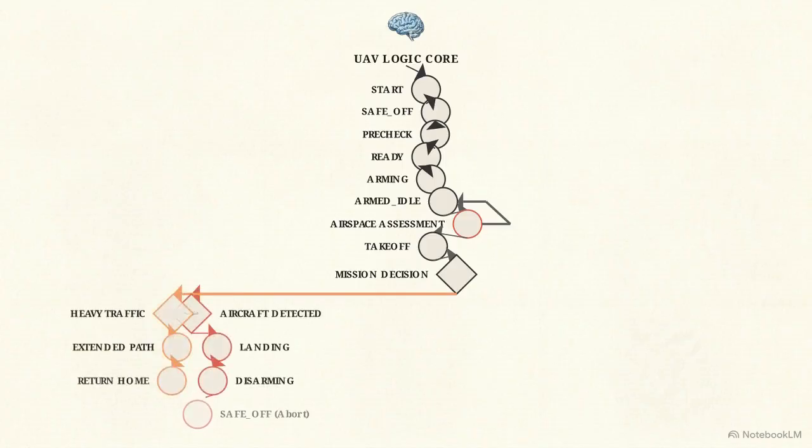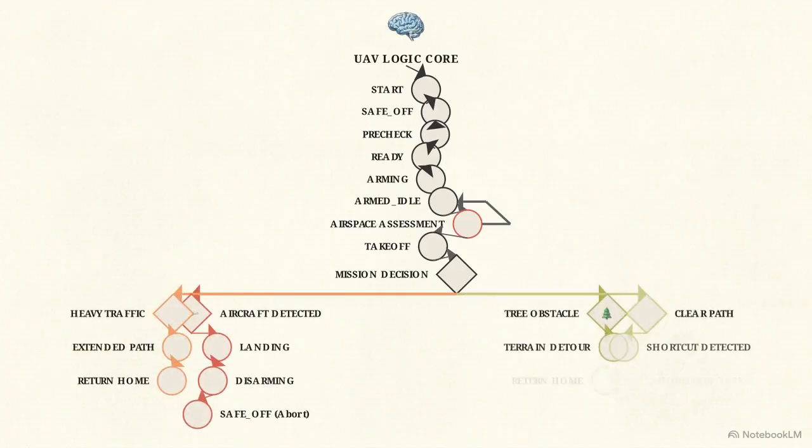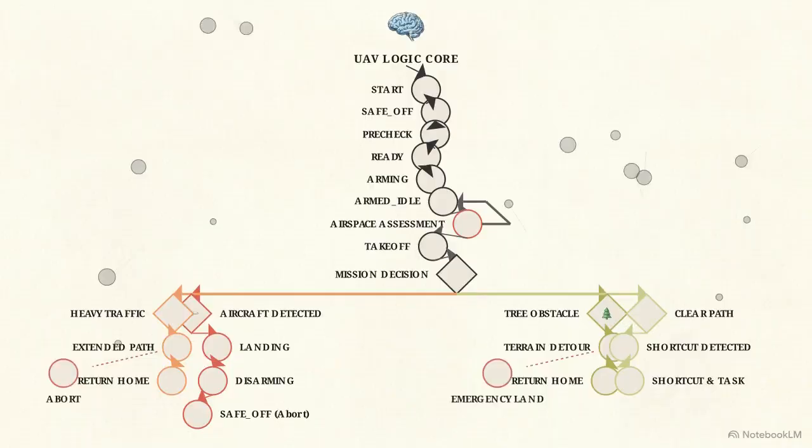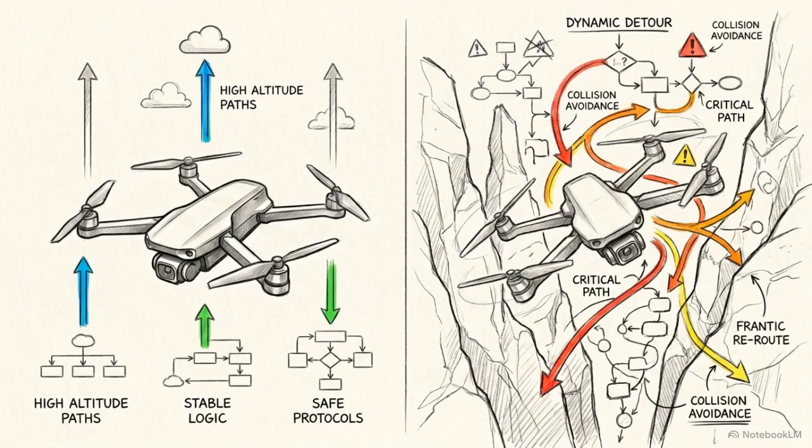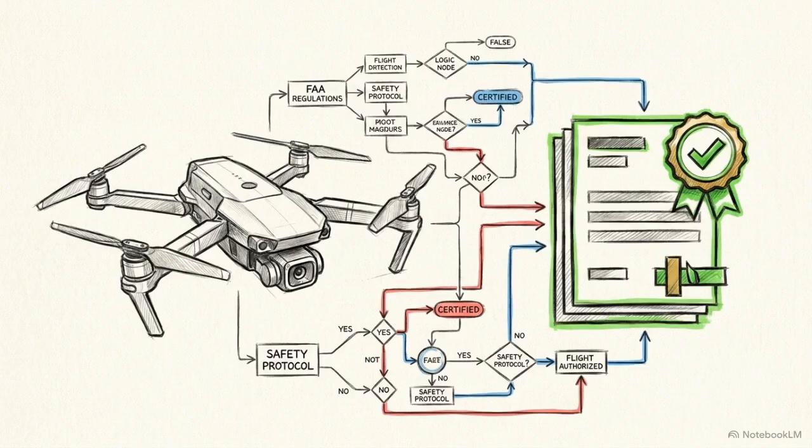For the rest of this breakdown, we're going to trace the exact flowchart logic powering both of these systems to see what actually happens when a flight goes wrong. You simply cannot write a single algorithm that perfectly prioritizes both absolute airspace safety and uninterrupted mission continuity at the exact same time. Let's start with the logic pathway for aircraft collision avoidance mode.